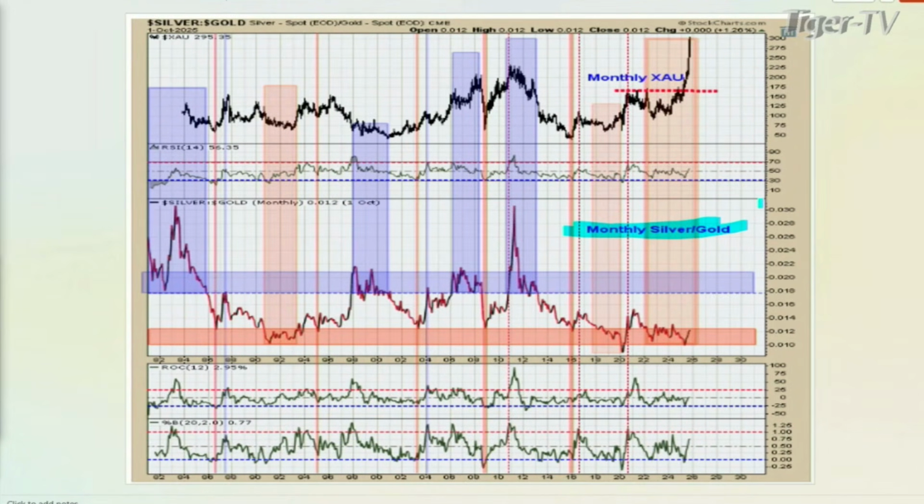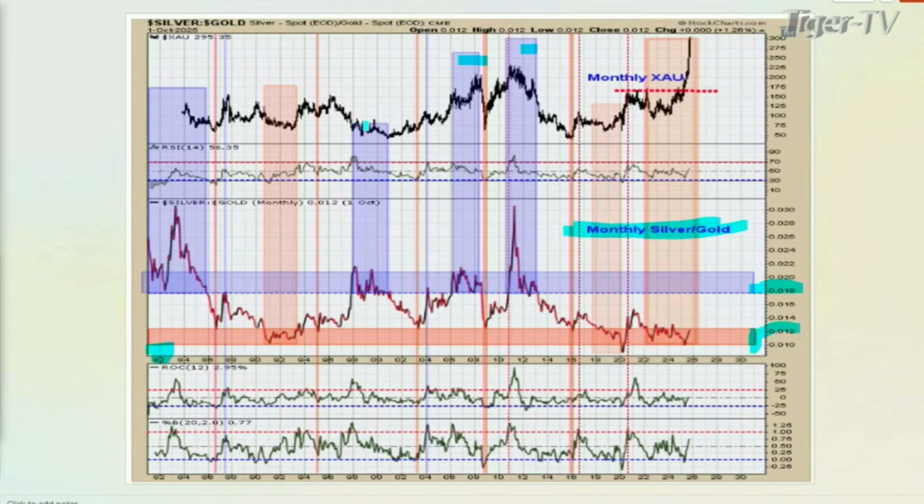Yeah. And relatively speaking, anything below 0.012 is usually a buy. That's our pink area. I go back to 1982, and anything below it, silver's usually cheap compared to gold. This ratio is still cheap. It's still below. When it gets above 0.018 is when it gets kind of expensive, and that's when you get these highs in the market.